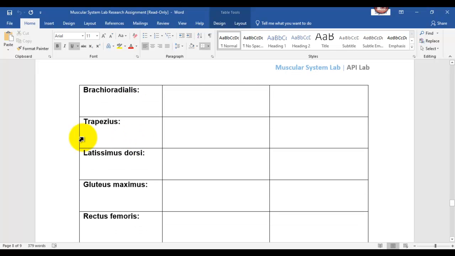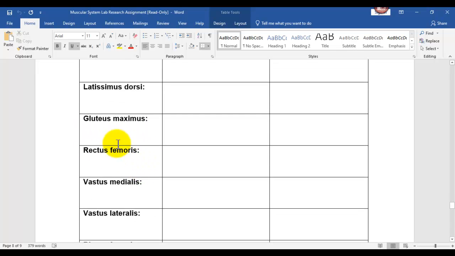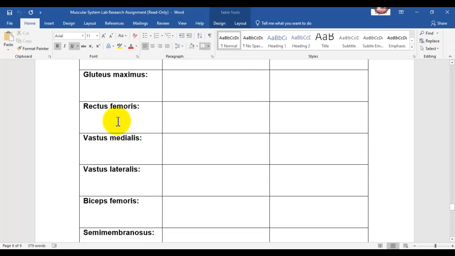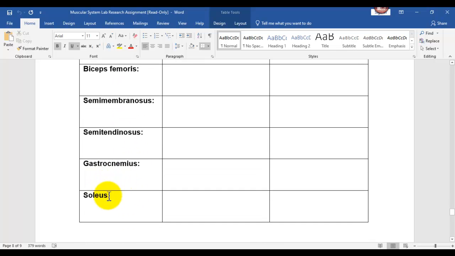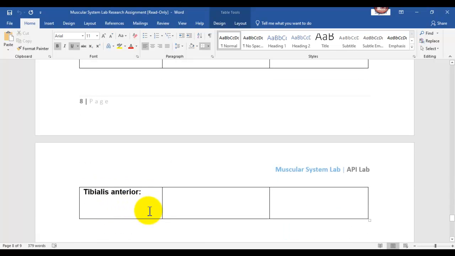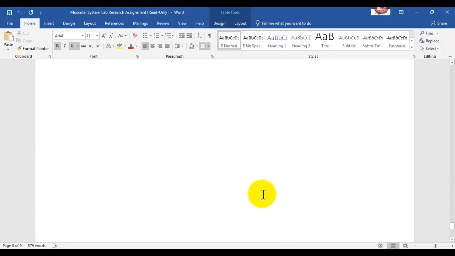Brachioradialis, big one in the forearm. Trapezius, latissimus dorsi, gluteus maximus, one hip muscle. 3 of the quadriceps, 3 hamstrings, gastrocnemius, and tibialis anterior. So do the origin and insertions for those.